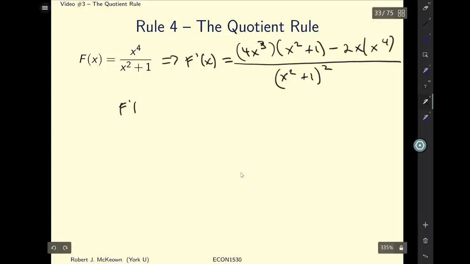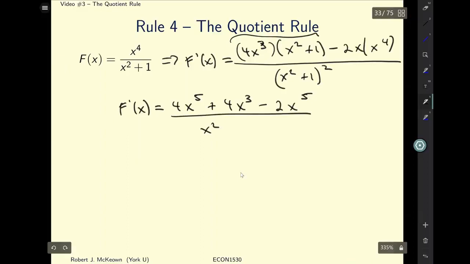So we've got f prime of x is equal to 4x to the power of 5 plus 4x to the power of 3. So I'm just opening up that bracket there. And then I've got negative 2x to the power of 5. And I don't think squaring the denominator is going to get us anywhere. So I'll just leave it.